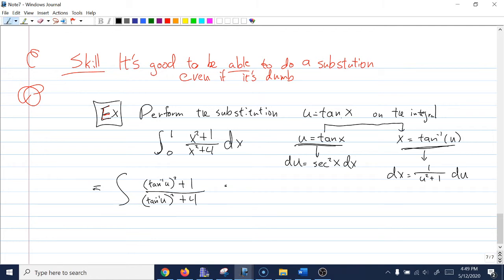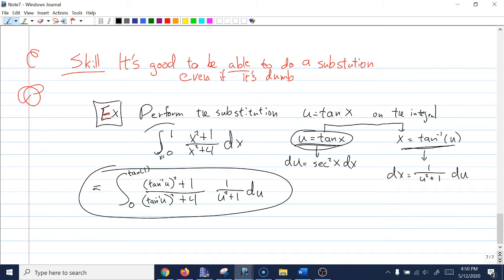What's dx? dx is 1 over u squared plus 1 du. And what do my bounds of integration become? X equals 0 becomes u equals, u is tangent x, tangent 0 is 0, tangent 1 is not easy, it's tangent 1, whatever that is. Hey, this number equals this number. These two things are specific numbers. If you know how to get your calculator to do a definite integral, and hey, that's a thing worth knowing.